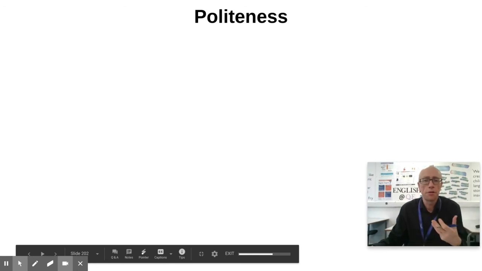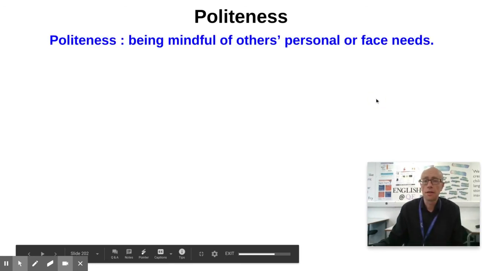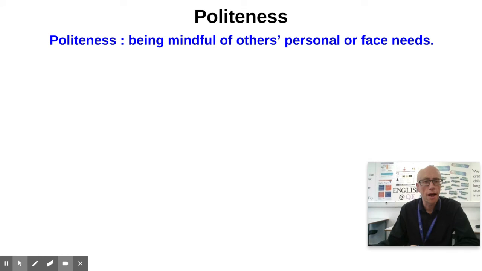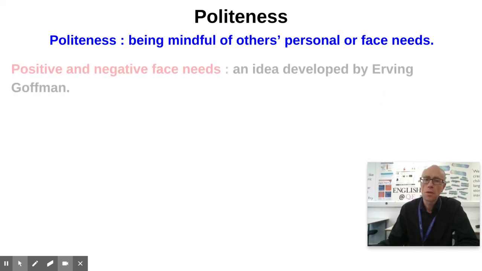Face is bound up with the notion of politeness, and politeness, if we have to define it, is this idea of being mindful of others' personal or face needs. Okay, so this is important in terms of pragmatics, because pragmatics is about how we interact socially with others.